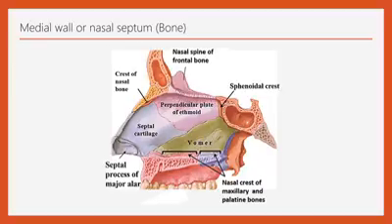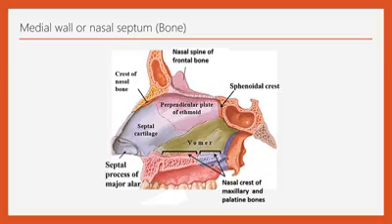Now let's study the medial wall or the nasal septum. The nasal septum divides the nasal cavity into two halves. Most of the septum is lined on each side by the mucous membrane, except for the movable part, which is also known as the mobile part. That part is lined by the skin.